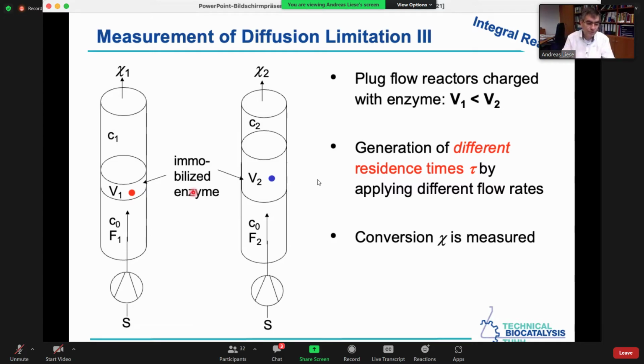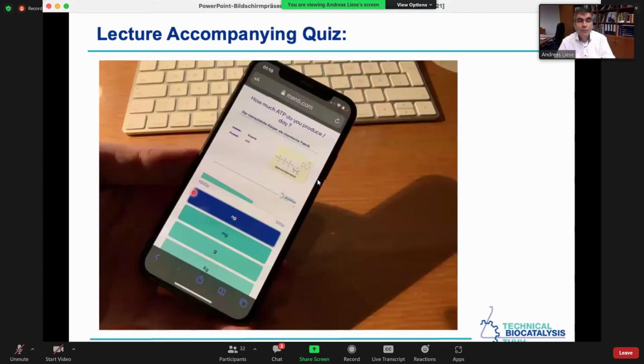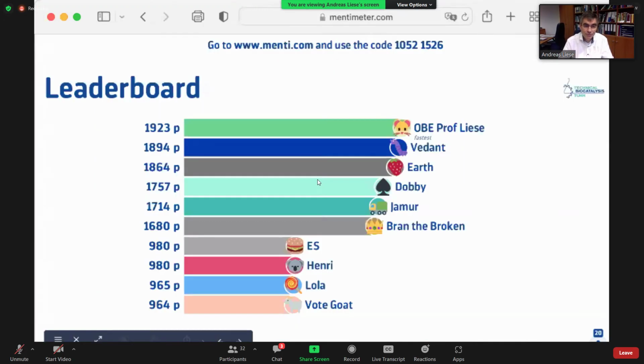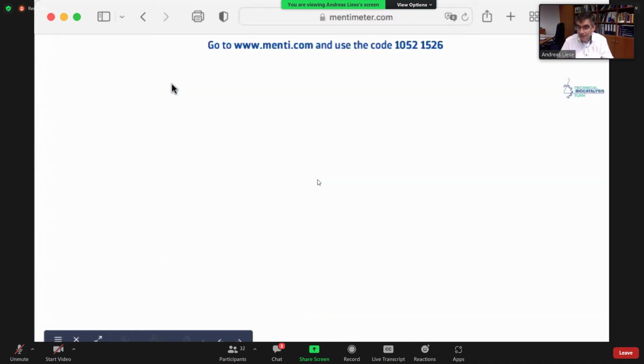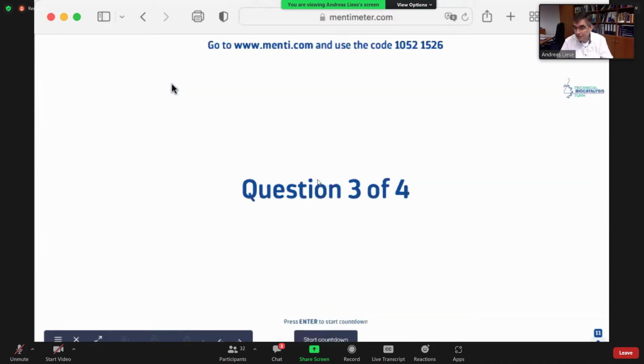So in principle, similar performance. And then we're plotting not the conversion as a function of the flux, we're plotting conversion as a function of the residence time. Now what we're expecting here, we will take a look first at the Mentimeter and then talk afterwards about what we have seen. So you can join into the Mentimeter.